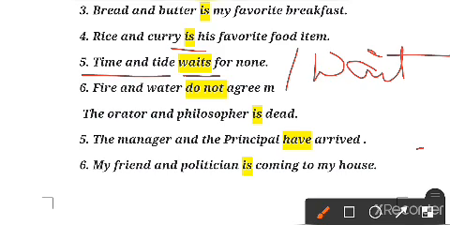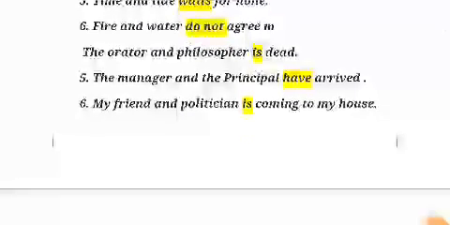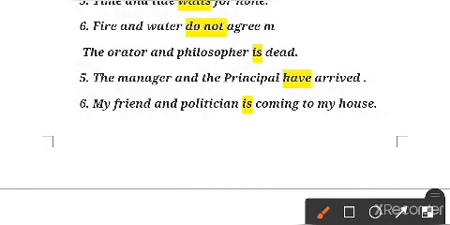Then, fire and water: fire is one subject and water is another subject. So fire and water do not agree. We will not put does not here, because does is used for a similar sense or a similar subject, but here fire and water are separate and they give two senses. Clear? Okay.